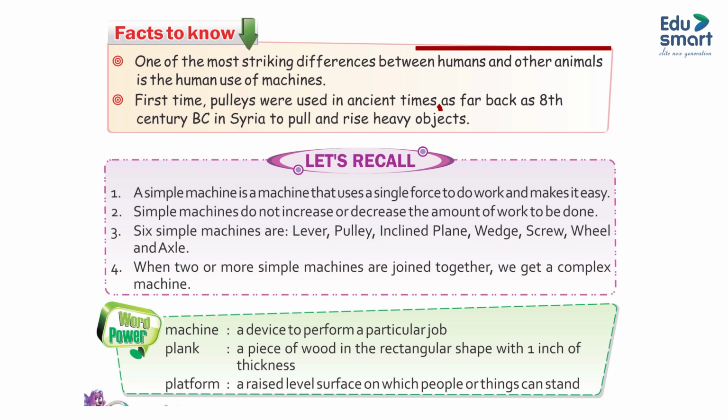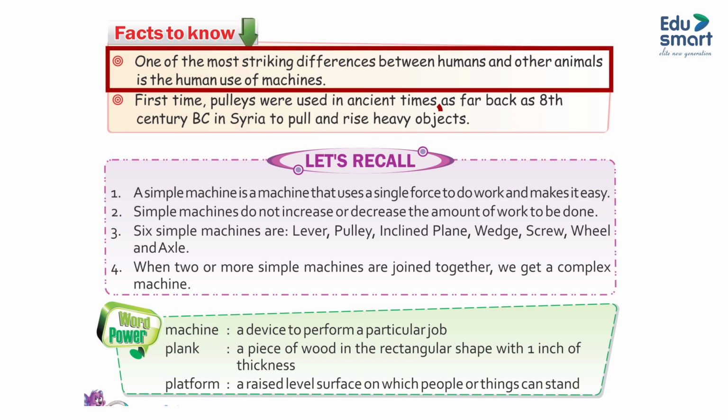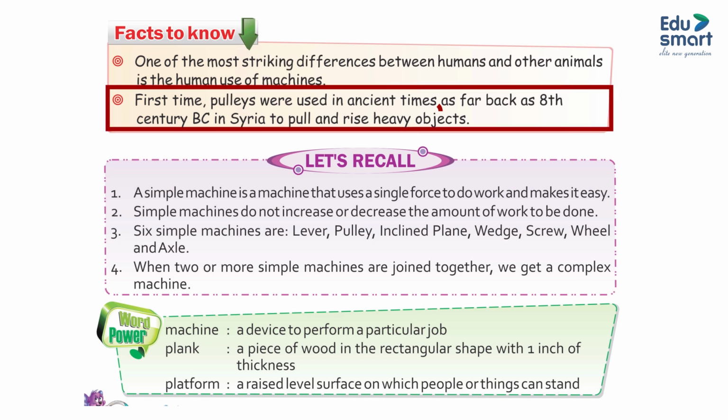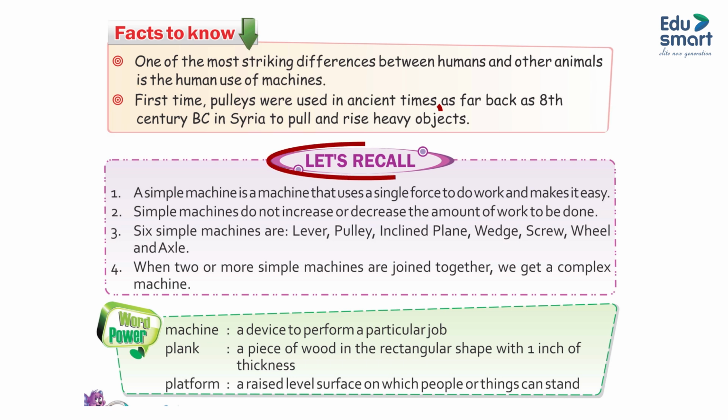Facts to know. One of the most striking differences between humans and other animals is the human use of machines. Pulleys were first used in ancient times, as far back as the 8th century BC in Syria, to pull and raise heavy objects.